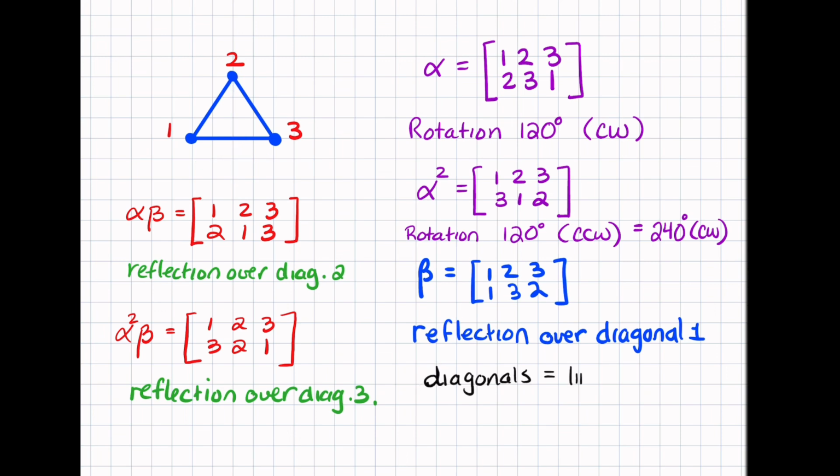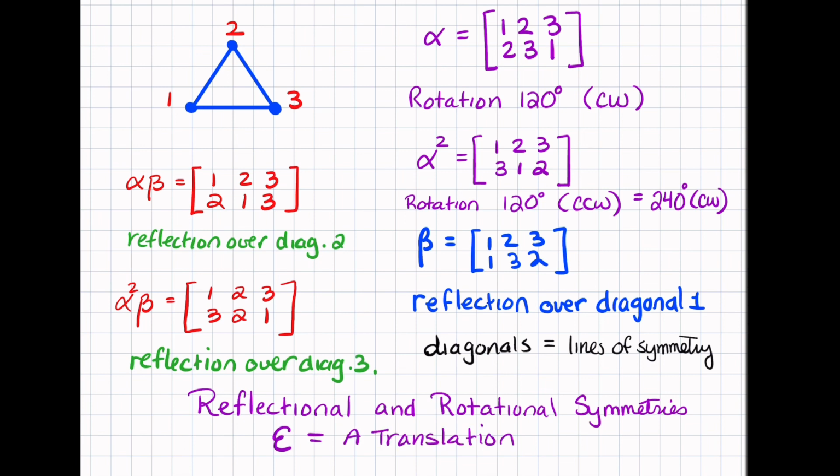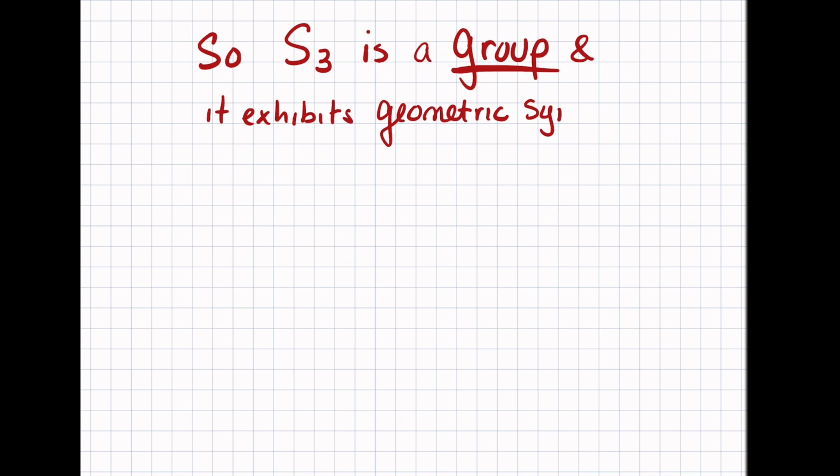It's pretty miraculous how permutations, rearranging of numbers, actually constitutes geometric transformation. This exhibits reflectional and rotational symmetry. And if we consider the identity element E, that doesn't change the order of the vertices, and that would be the same thing as a translation. So S3 is a group, and it exhibits geometric symmetry.